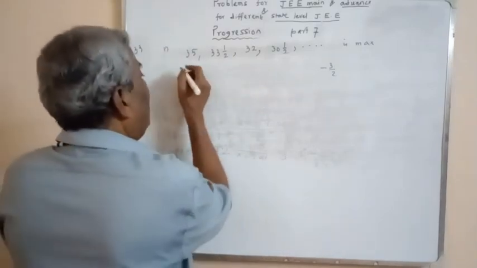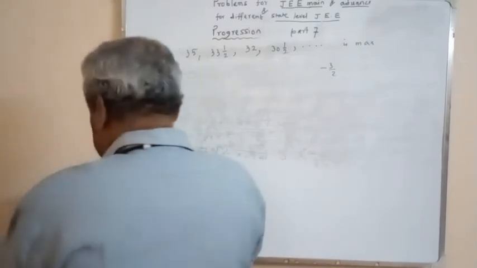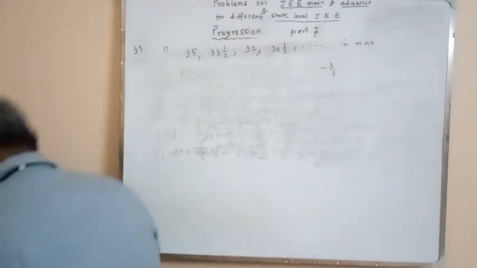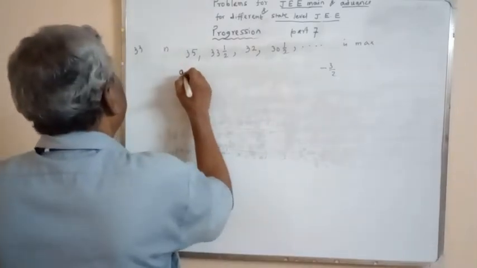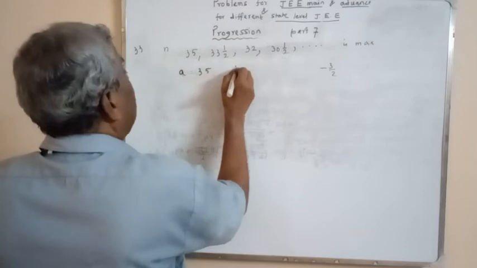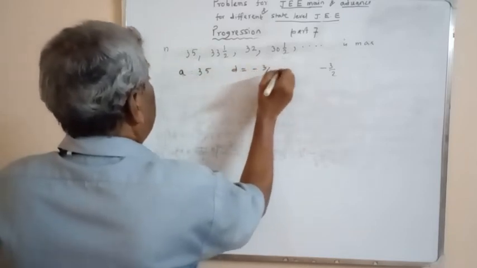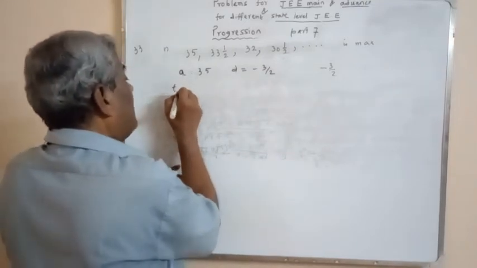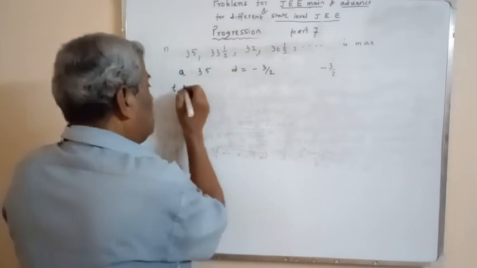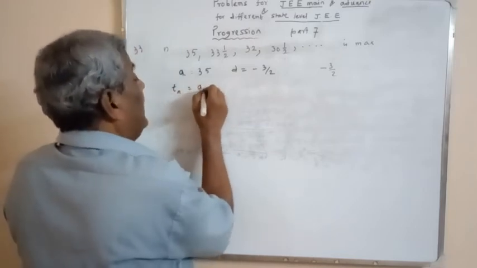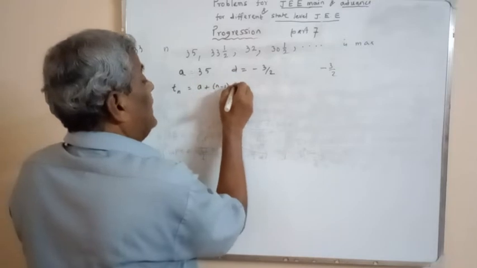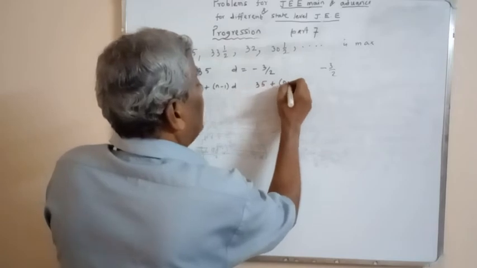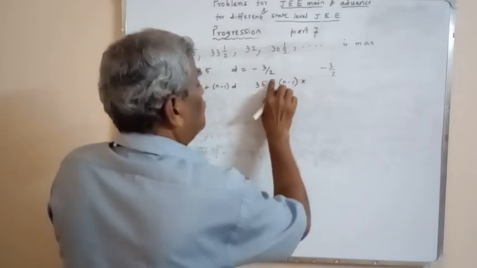So here a is equal to 35, a is 35 and d is equal to minus 3 by 2. Tn should be positive, so Tn here is equal to a plus n minus 1 into d, that is 35 plus n minus 1 into minus 3 by 2, take it negative.